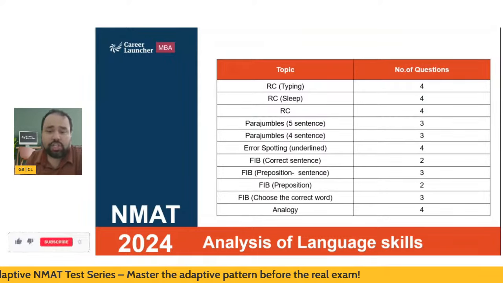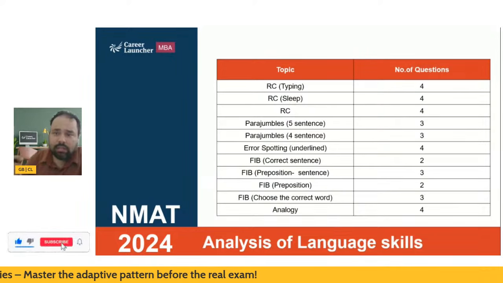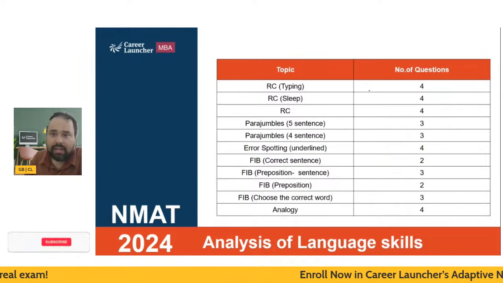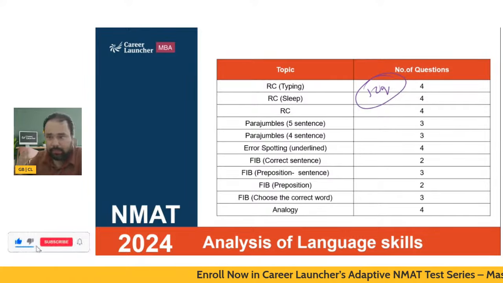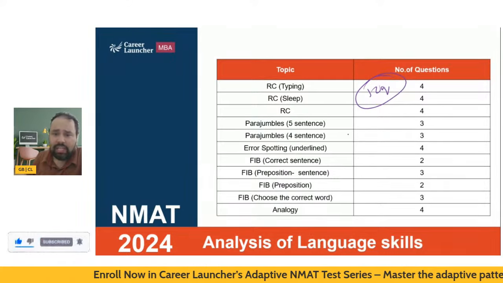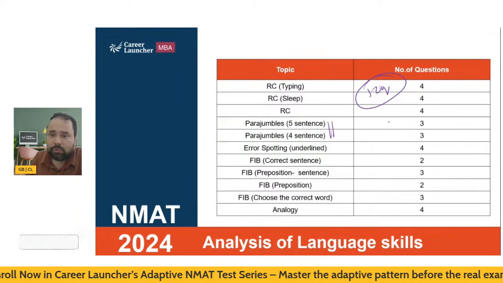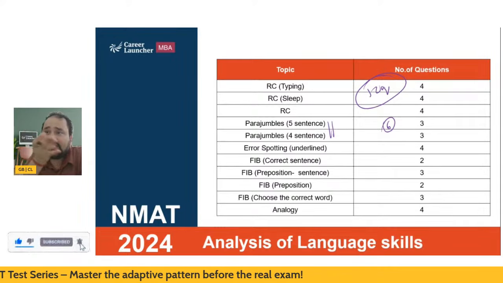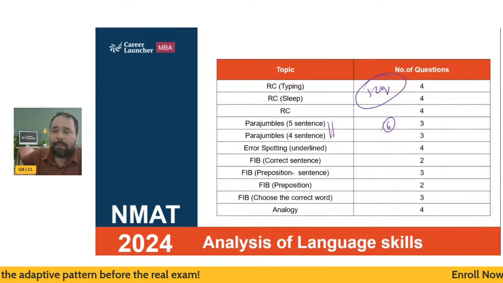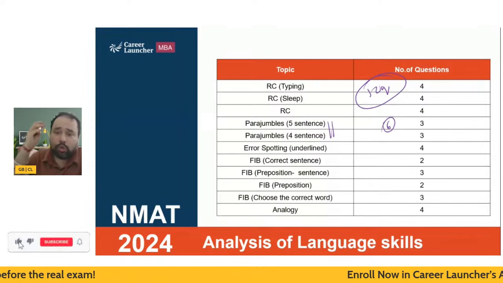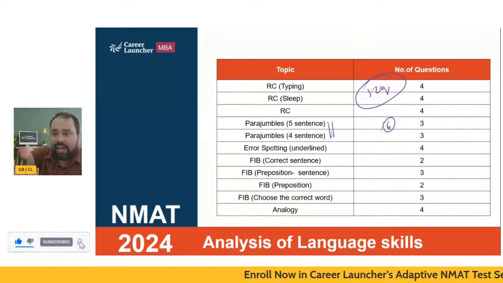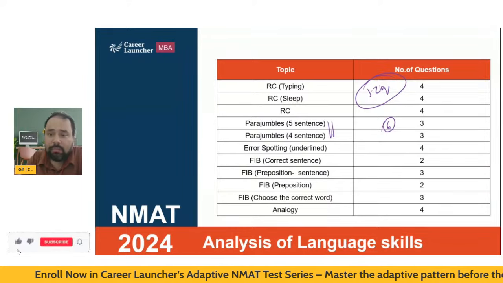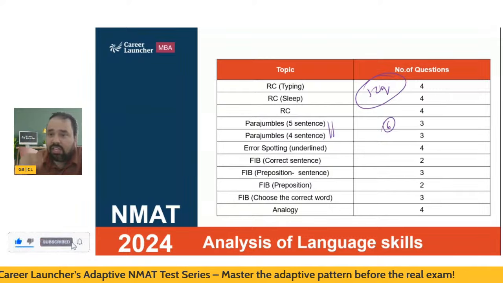Finally, the last section, which is the verbal section. In this, 3 RCs came last year. Some of the students also reported 2 RCs, so please keep that in mind. Roughly 12 questions of RCs came in my paper at least. Parajumbles, there were 2 kinds, 5 sentence parajumbles and 4 sentence, that is 6 questions. Error spotting, meaning you have to point out the grammatical error in the sentence. The sentence is divided into 4 or 5 parts, underlined. So they will underline and tell you, okay, the first underlined part is A, the second is B, the third is C, the fourth is D. Point out which of them has an error, A, B, C, D. And then option E, which is none of these.